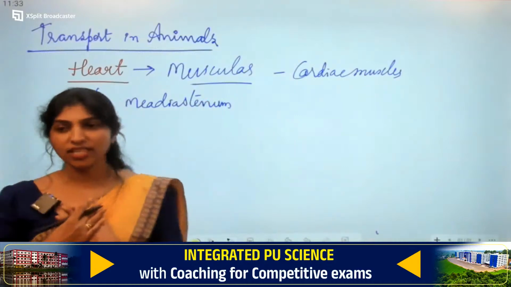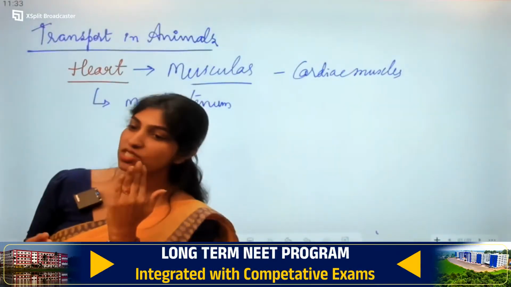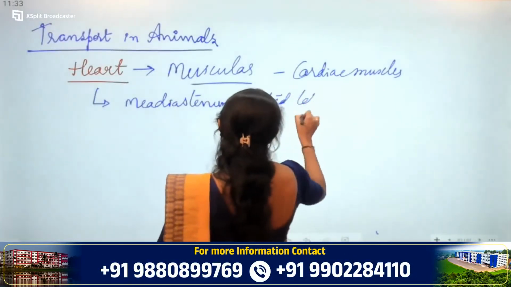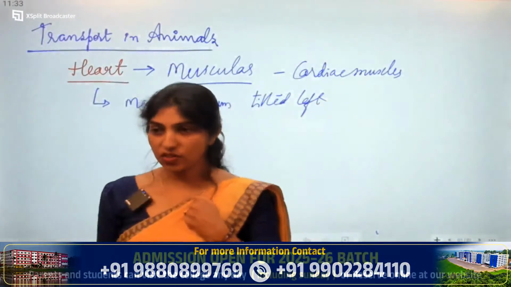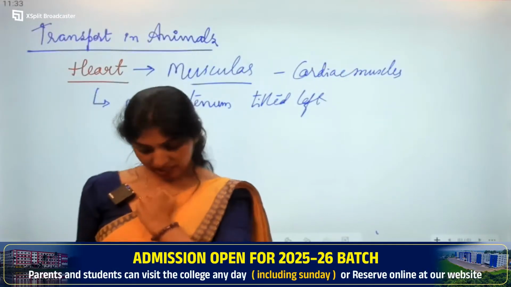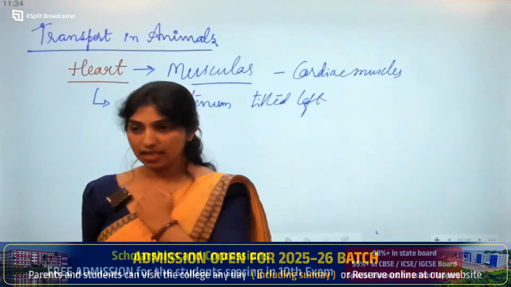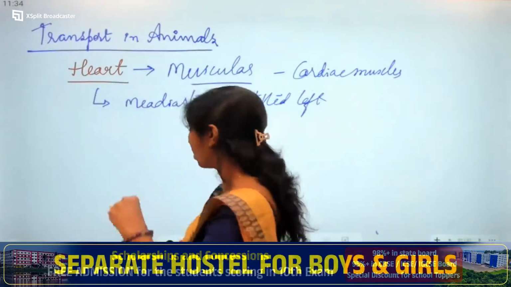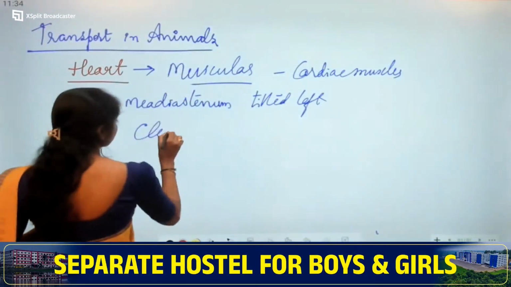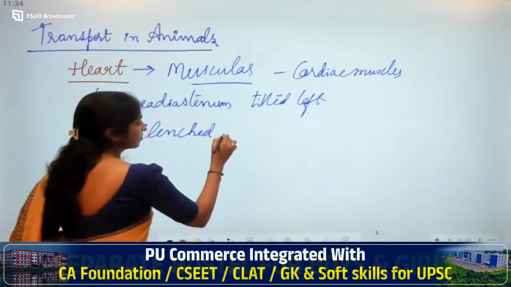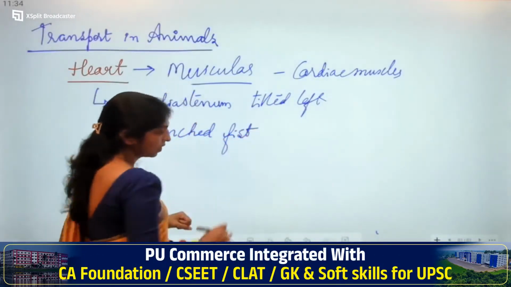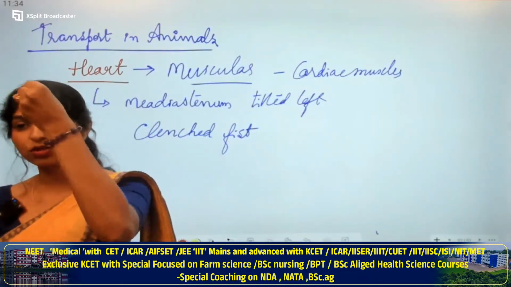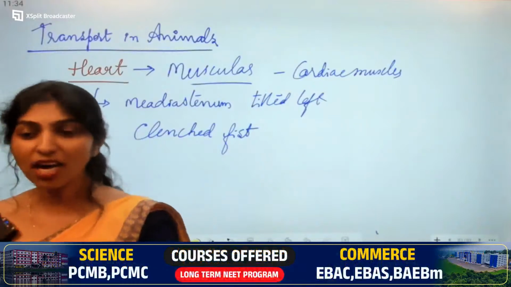It is located at the center, slightly tilted towards the left. You cannot say it is completely located on the left side. It is at the center, but slightly tilted towards the left. The size of the heart is a clenched fist. Clenched fist means when we clench our left hand, that will be the size of our heart.